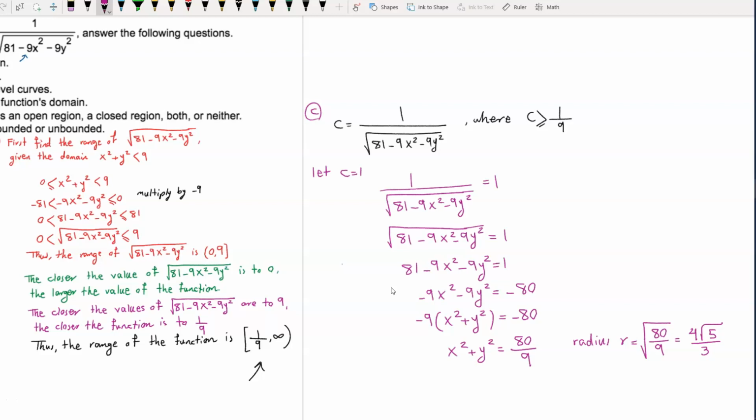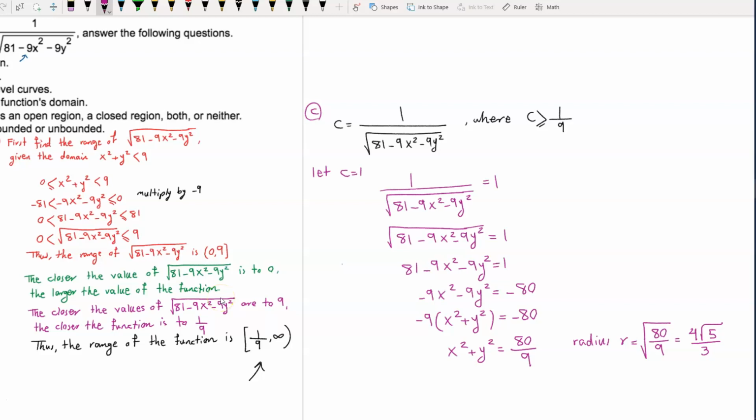We have negative 9x squared minus 9y squared equal to negative 80. Factor out negative 9. So here is negative 9 times x squared plus y squared equal to negative 80. And solve for x squared plus y squared. So here we have x squared plus y squared equal to 80 over 9. So that's why we have a circle centered at the origin, and its radius is equal to the square root of 80 over 9. So that is equal to 4 times square root of 5 over 3.